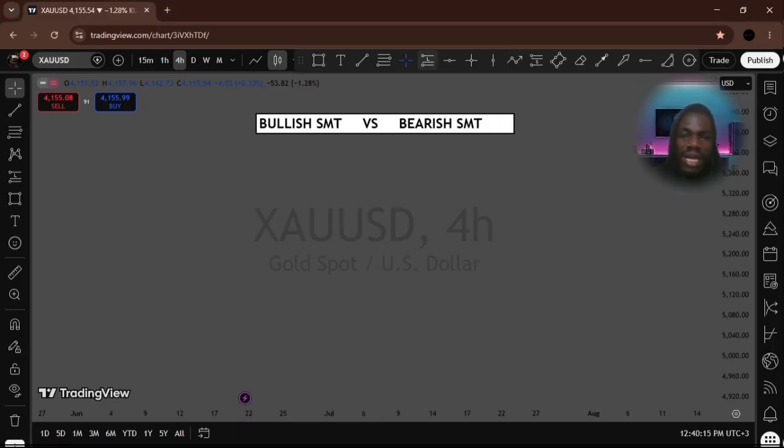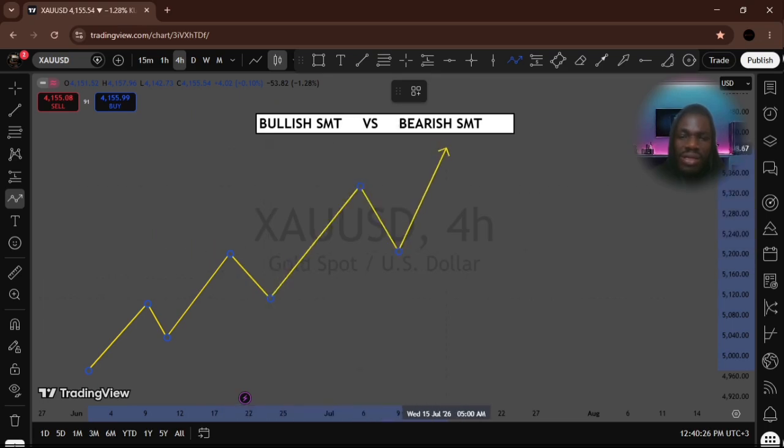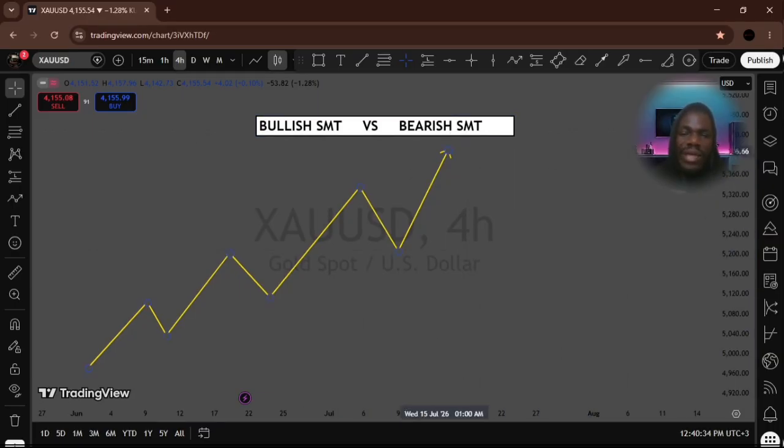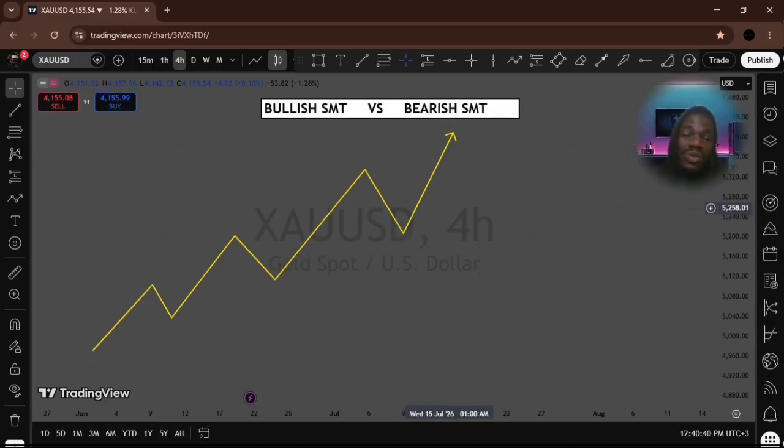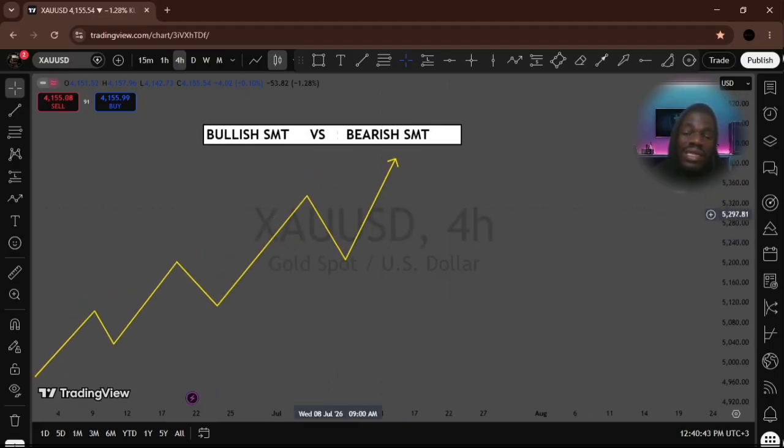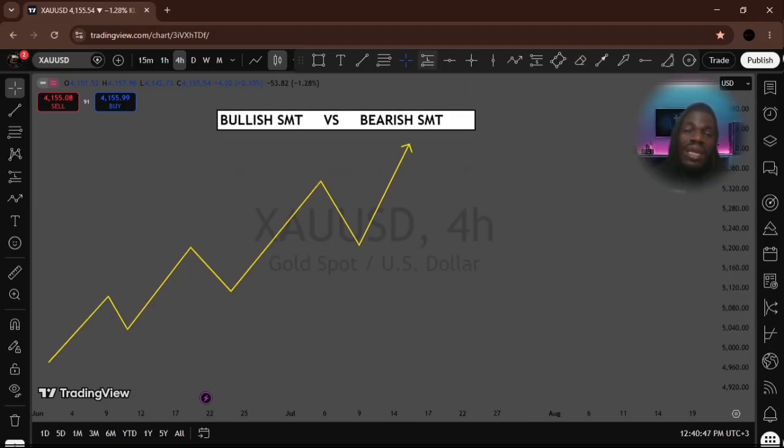A bullish SMT, how does a bullish SMT occur? That's the biggest question. We are saying these are two correlated pairs, let's say EUR/USD and GBP/USD. Maybe the one pair is moving bullish, but at some point we shall see it dropping down.